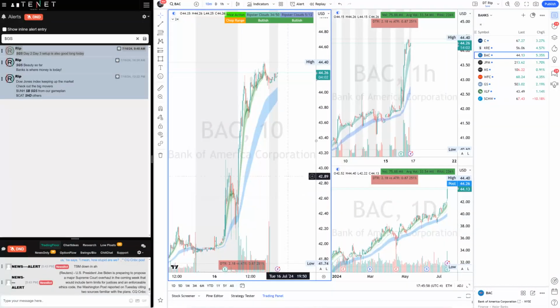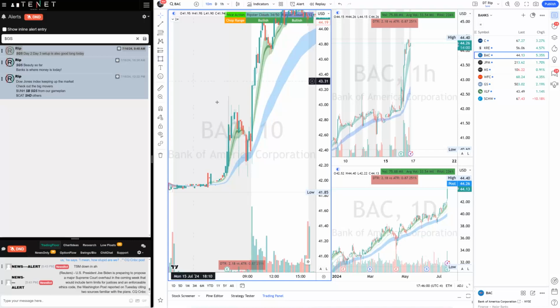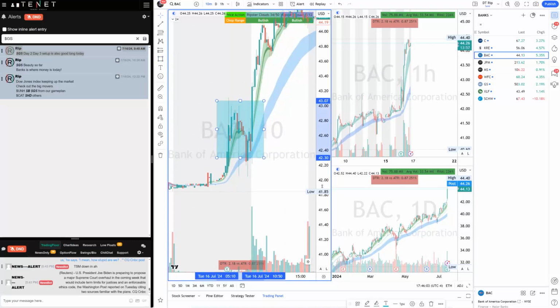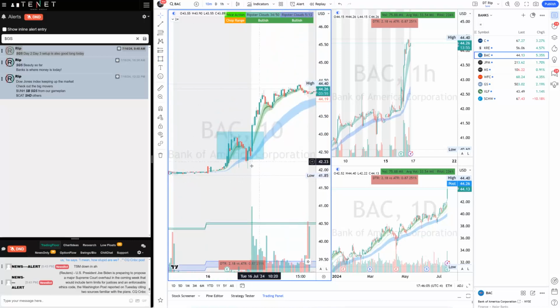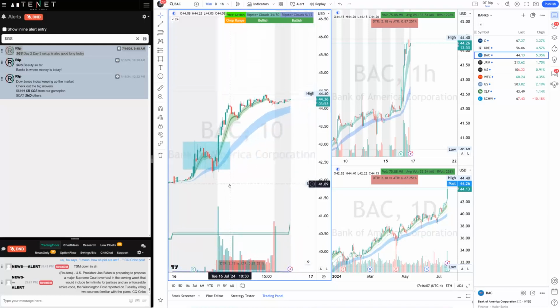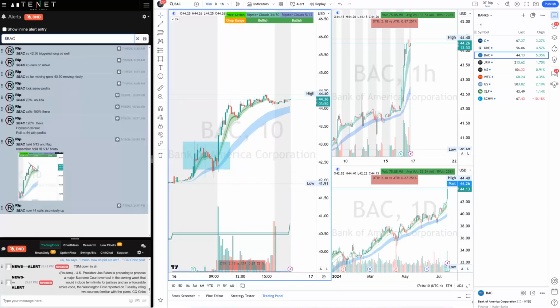So what happened is I saw the strength in the morning, Bank of America holding the clouds. When I see something holding the clouds, I see this bottom wick, that's when I know it's a long. And that's when I told my community long versus 42.20, triggered as well. I was on 43 calls. I told them on the voice, you can do 43 calls or whatever. I don't go too far, but that was the trade. My target was 43.50. And then I got 100% on my 43 calls, and then they reached 120% as well.